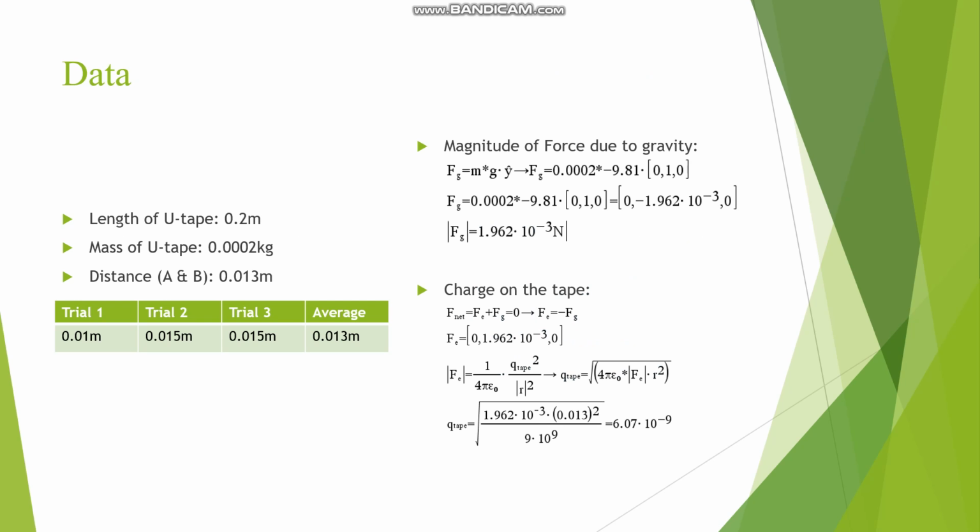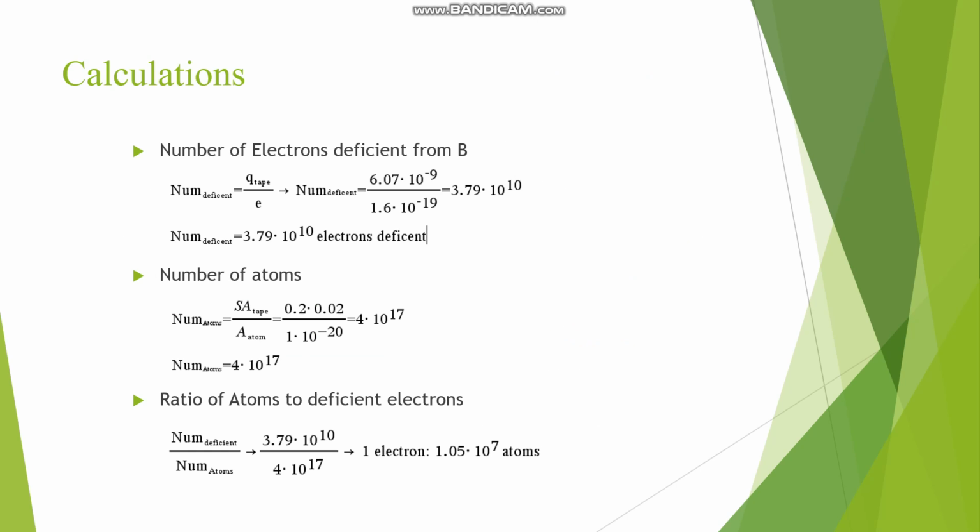Now that we have our electric force, we look at Coulomb's law, which is 1/4 pi epsilon naught multiplied by the charge of the tape squared, since we're assuming they're identical, divided by the distance between those charges squared. We rearrange that equation and crunch the numbers, and I got 6.07 times 10 to the negative ninth coulombs for my charge.